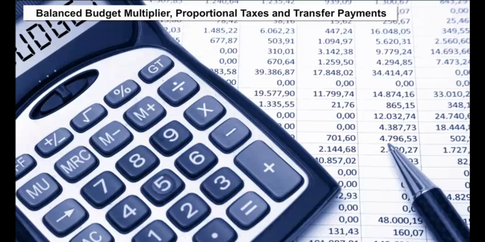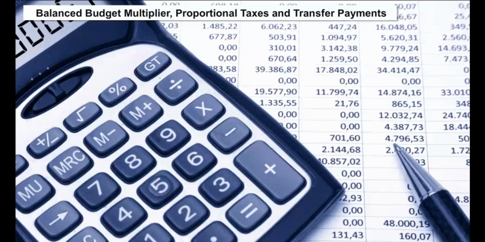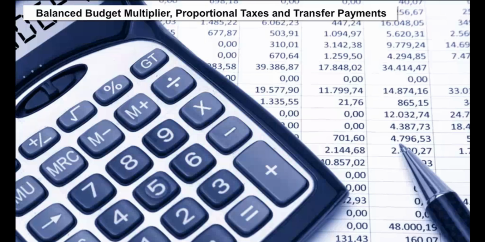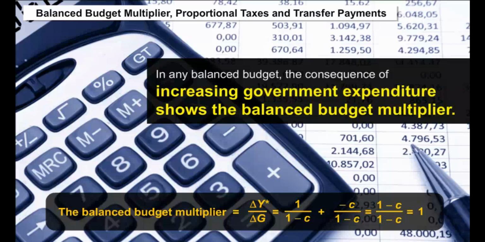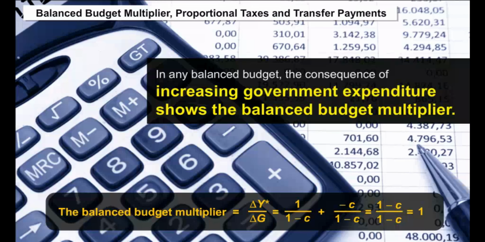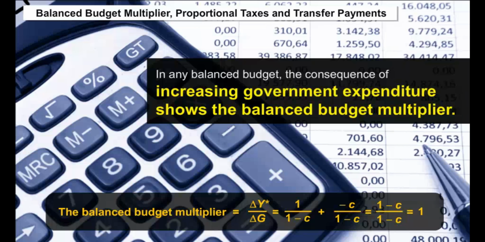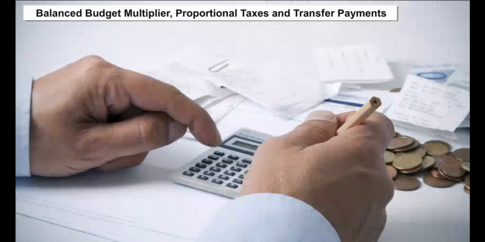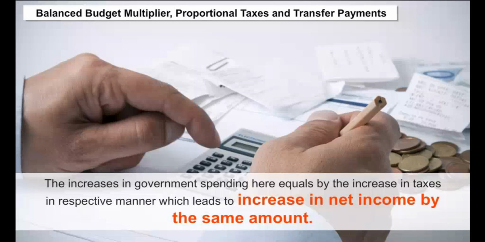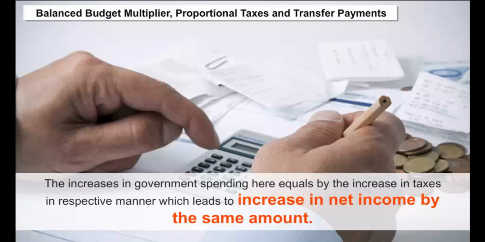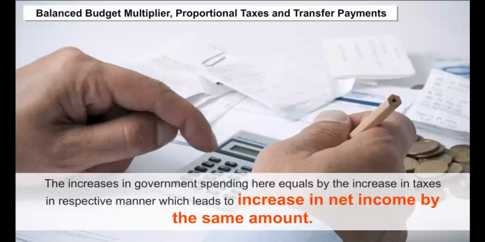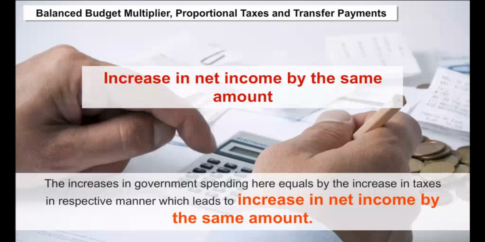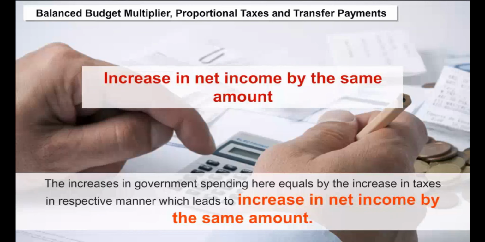Balanced budget multiplier, proportional taxes and transfer payments. In any balanced budget, the consequence of increasing government expenditure is shown by the balanced budget multiplier. The increase in government spending here equals the increase in taxes, which leads to an increase in net income by the same amount.